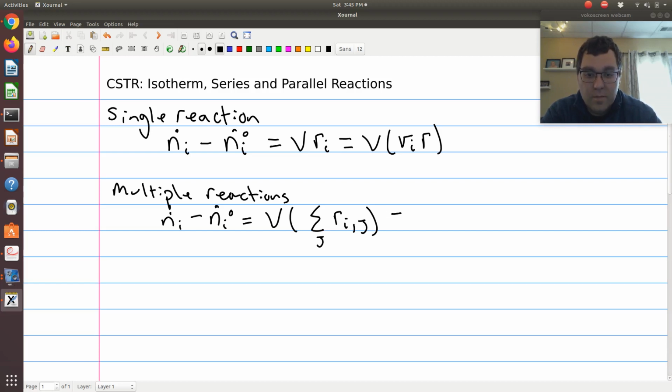Okay, cool. Or I could equivalently write this as the sum over all reactions j of the stoichiometric coefficient of species i in reaction j, times that overall or general rate expression of reaction j. Okay, cool.